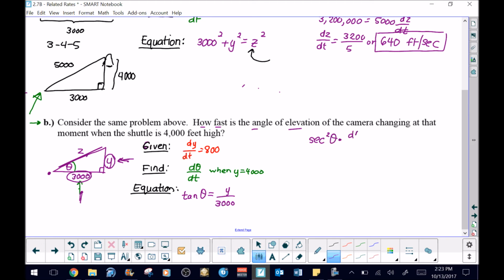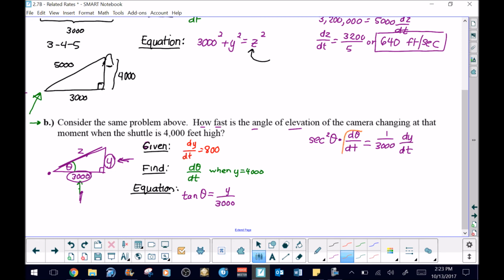And we're going to set that equal to the derivative of y over 3,000, which is 1 over 3,000 dy dt. Okay? Now we just start plugging in our values. And we also want to be cognizant of the fact that it's the d theta dt that we're trying to solve for. So I'm going to box that in to reinforce that that's my variable.